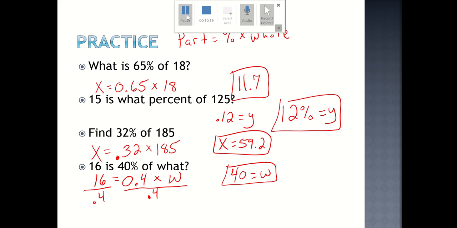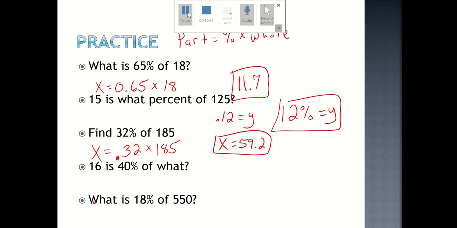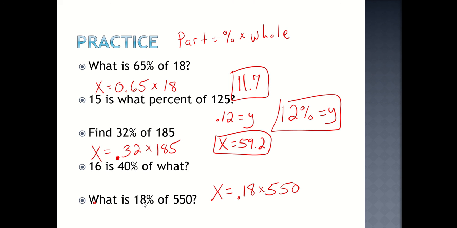All right, let's take a look at one more. Last one here, what is 18% of 550? Pause the video now. 18% of 550, my percent is 18%, which is 0.18 of 550. Lets me know 550 is the whole. So we're missing the part here.